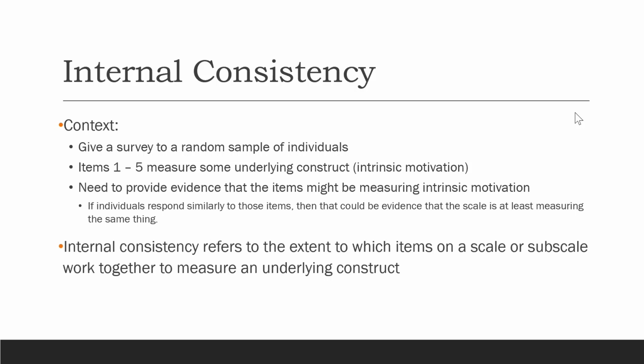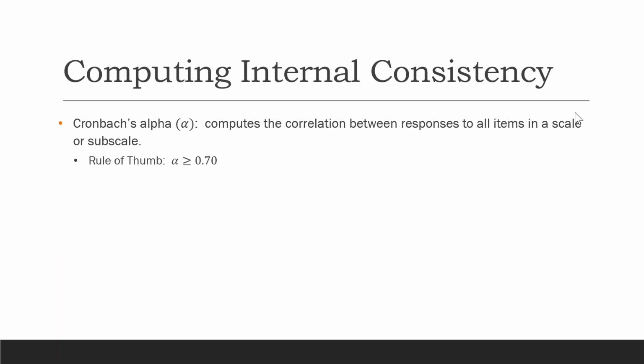If we wanted a definition, internal consistency refers to the extent to which items on the scale or a subscale work together to measure an underlying construct. One way we can do that is by looking at the correlation of the item responses. We can compute internal consistency, and I'm going to start using the term reliability kind of interchangeably with internal consistency, because it is a type of reliability. There are multiple other types, but we're going to focus here on internal consistency.